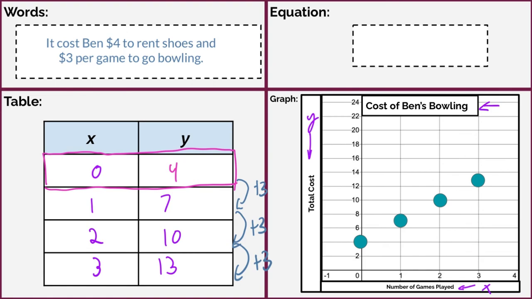So I'm going to use y and x here. So y is going to be our total, and it's going to cost him $4 for the shoes, plus $3 every time that he plays a game. So now I've got my words, my equation, my graph, and my table. That brings us to the end of this set of notes and the end of this video.